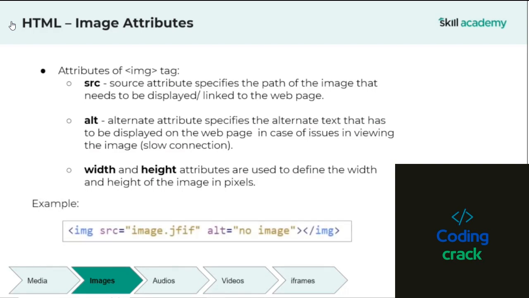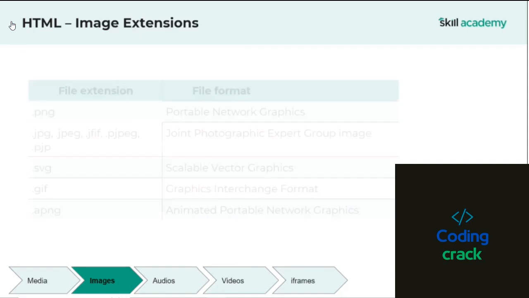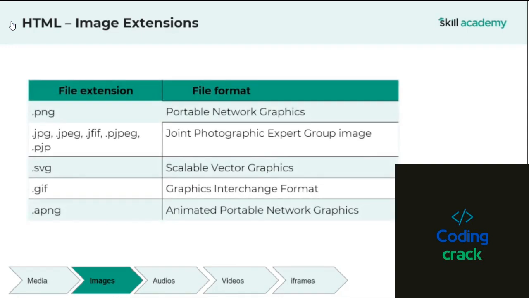In the SRC attribute, you are going to specify the path of your image. In alt, you are going to display the alternative text. Now, what kind of images can we display using this image tag or the SRC attribute? These are the file extensions which we can display in our web pages using the HTML image tag.